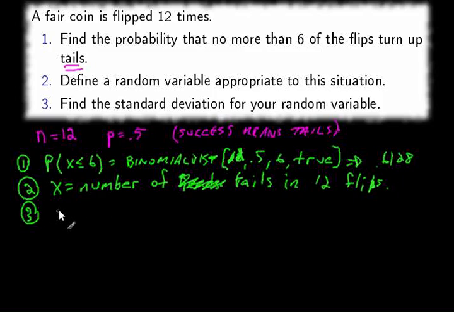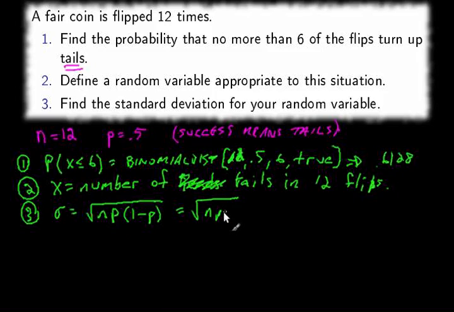There's a formula for that. The standard deviation sigma is the square root of n times p, the probability of success, times the probability of failure, or 1 minus p. And sometimes you'll see that written like this, n p q. Q is understood to be the probability of failure. So same thing, and in this case that means we have the square root of 12, n is 12, probability of success is 1/2, the probability of failure is also 1/2.